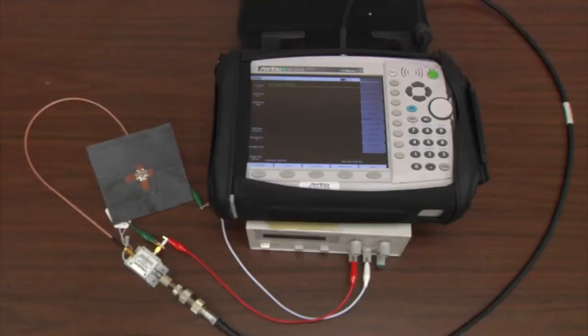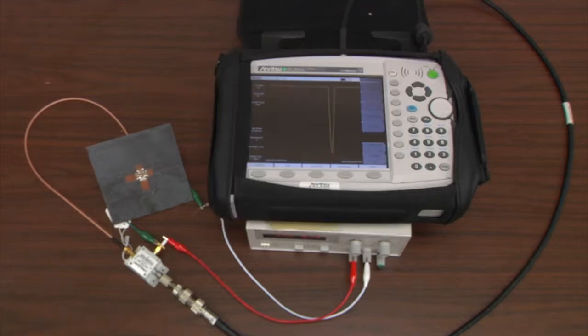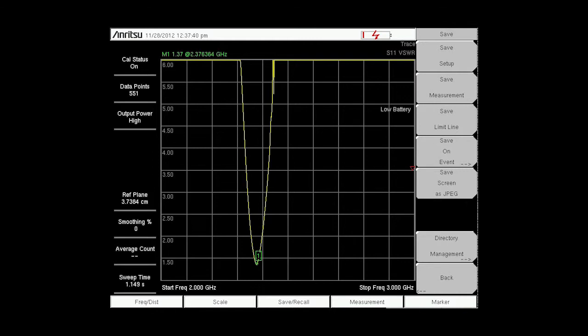Here we can see that no biasing voltage is applied and the VSWR reflects that. Here we have a positive biasing voltage applied and the VSWR shows that one of the arms is conducting. If we applied a negative biasing voltage, the other arm would conduct. This is how polarization switching is achieved.